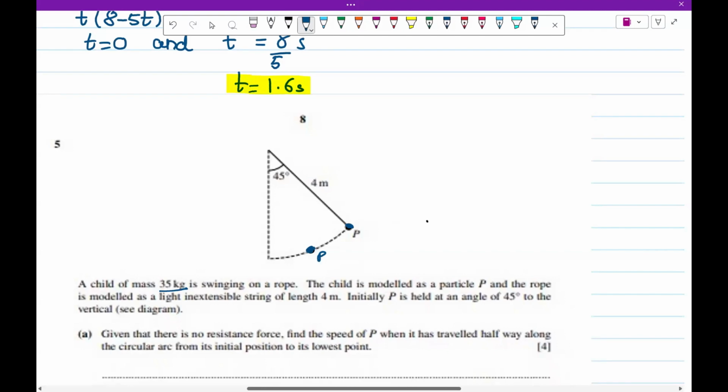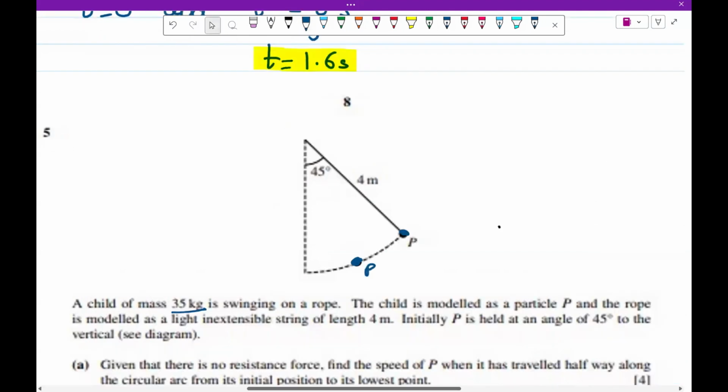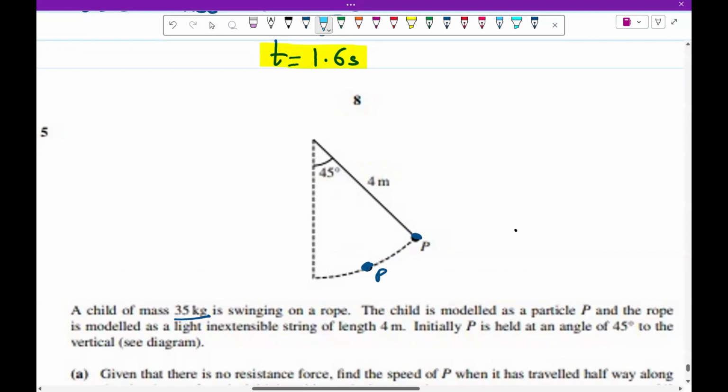So if we can convert that loss of energy into kinetic energy and equate that with the formula, from there we can find the velocity. We basically need to know the different gravitational potential energies at this point. To find that, if we make a right angle triangle over here, and since this is 45, this will also be 45.